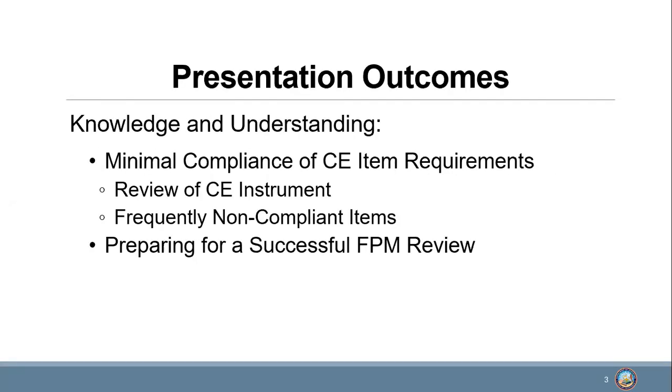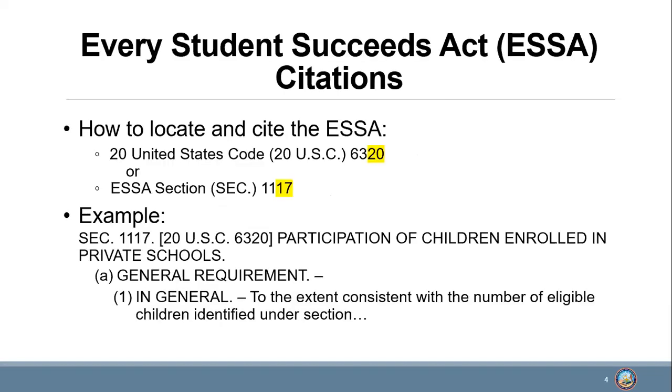This presentation has a number of outcomes. At minimum, you will learn about the CE item requirements. We will review the CE instrument in its entirety. We will talk about frequently non-compliant items, just to give you a perspective of the items that have been non-compliant in the past, meaning it somehow was challenging to other LEAs. And the last one is, how do you prepare for a successful FPM review in general, but more specifically as it relates to CE or Title I.